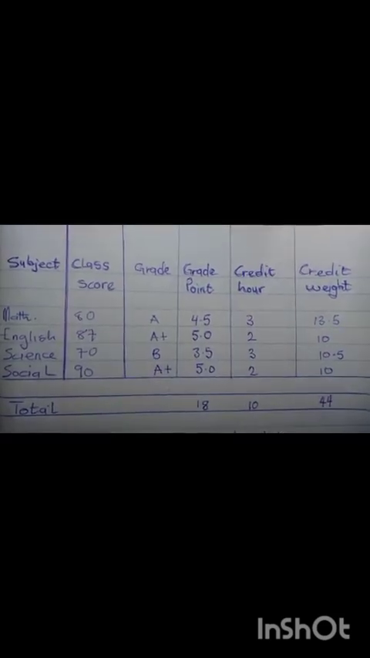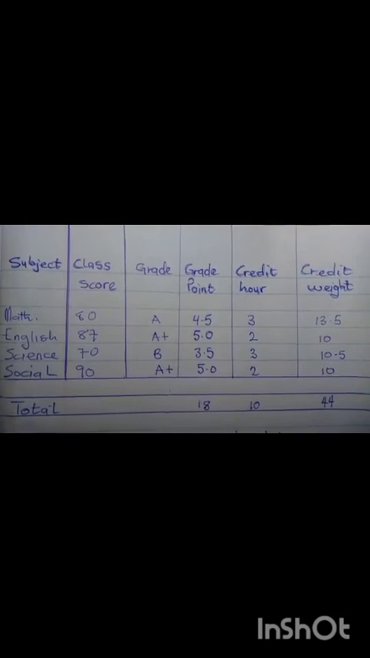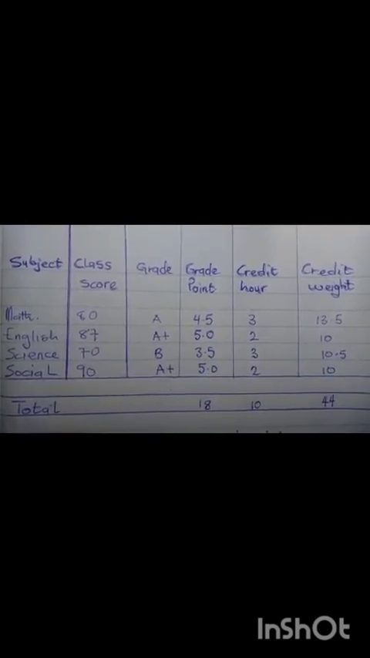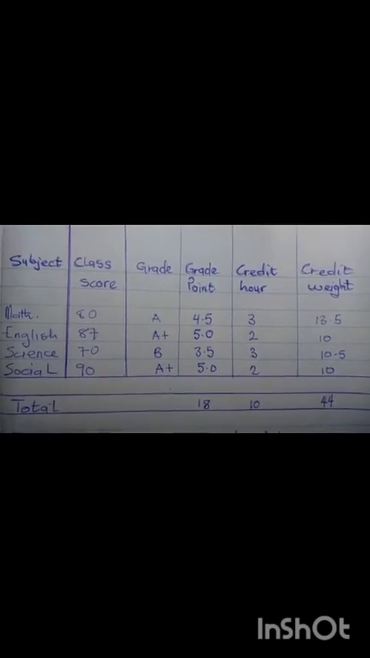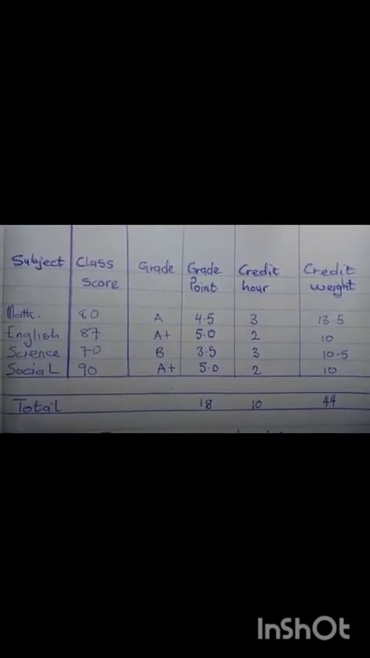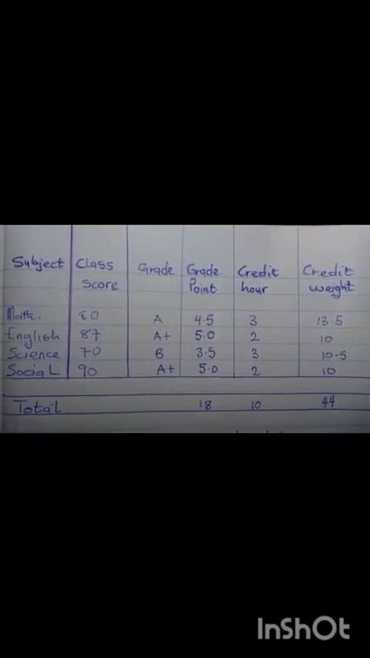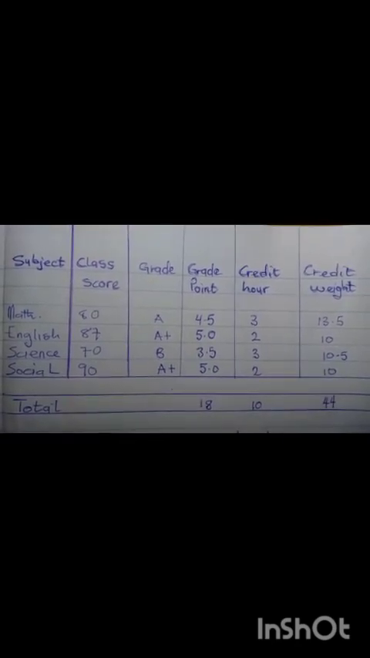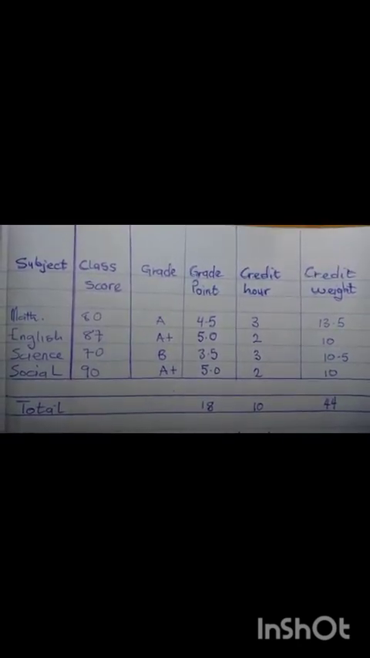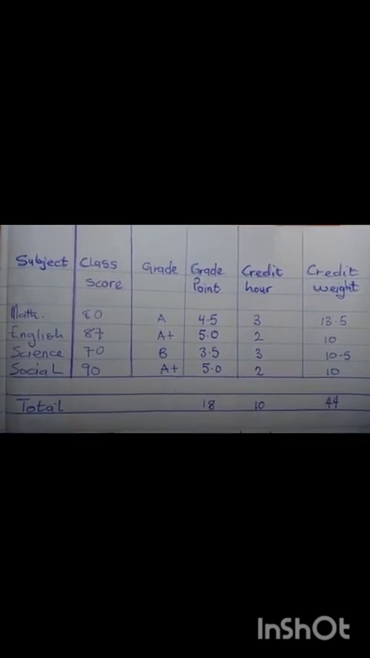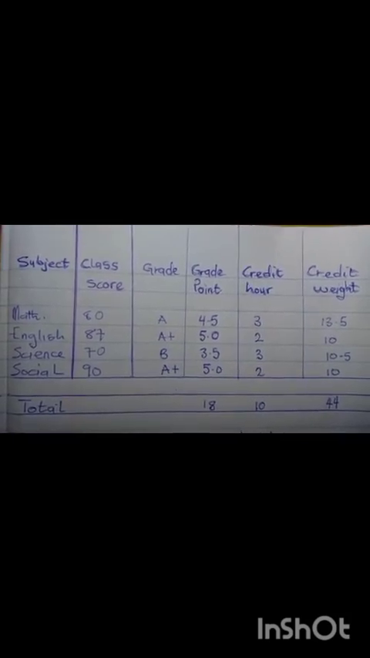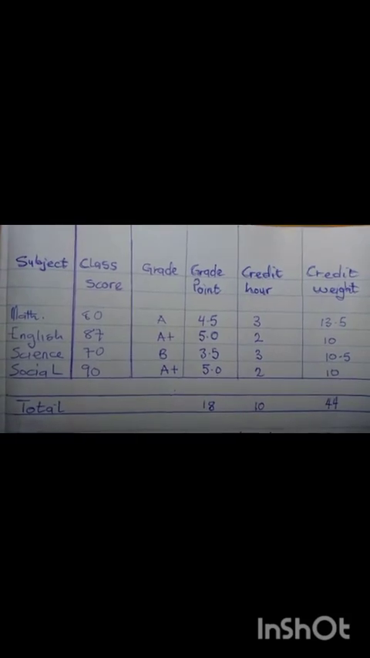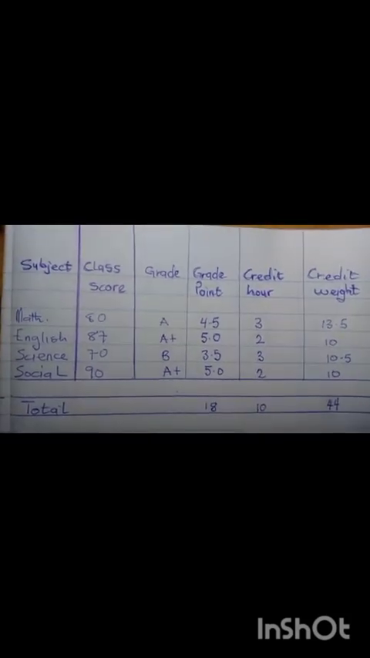Now we have gotten a table. In the table we have our subjects, class score, grade points, credit hour, and then credit weight. Under the subjects we have maths, English, science, and social. And then the class score: for the maths was 80, for the English 87, for the science was 70, and the social was 90.